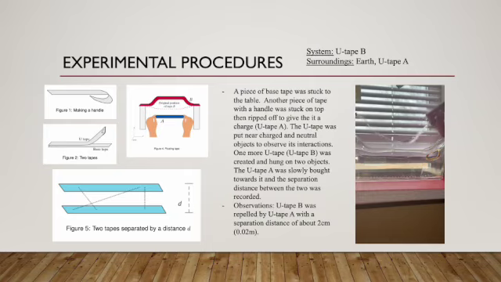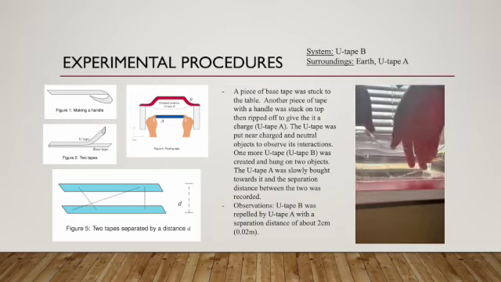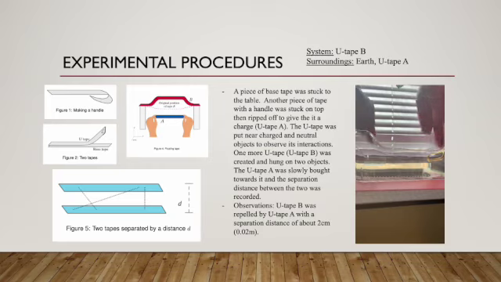The U-tape A was slowly brought towards it, and the separation distance between the two was recorded, as shown in the video in Figures 4 and 5. We observed that U-tape B was repelled by U-tape A, so we can assume that they have the same charge.